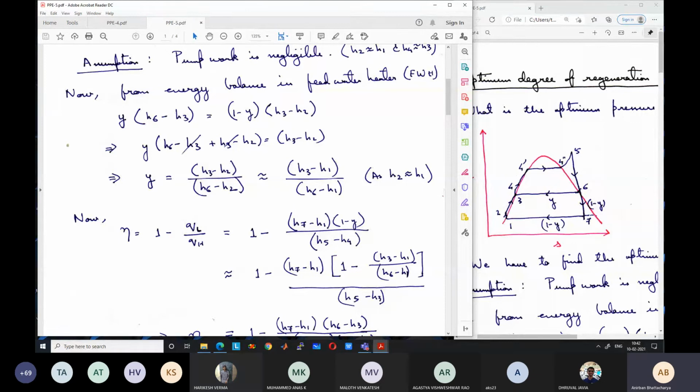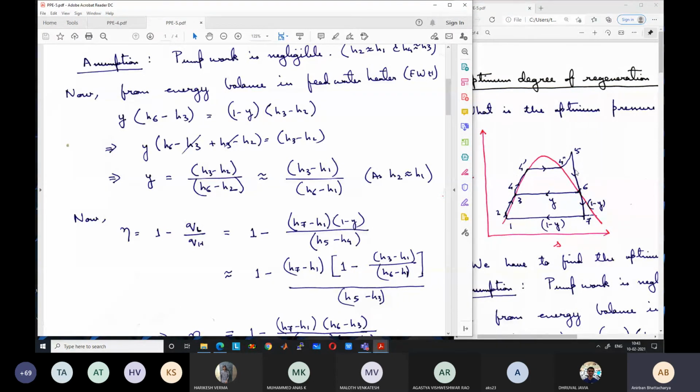Although the heat addition in the boiler will be reduced, which is the positive effect, the power output from the turbine is also getting reduced. You are taking steam from here, so from this point to the condenser pressure, the entire part of the turbine works with less working fluid, 1 minus y. So the power production from the turbine is reduced. These are the two opposite things that are happening.